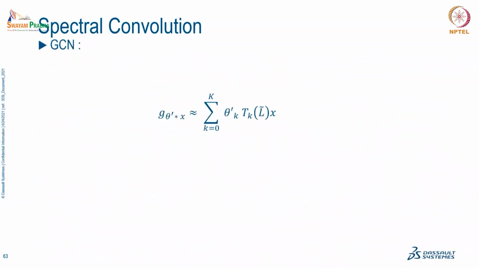So GCN, this will go in the lab session as well. This is a simplified form of Chebyshev net, you can say, and there is some optimization or simplification done so that the eigen decomposition, which is performance intensive, is ignored while doing graph convolution network.